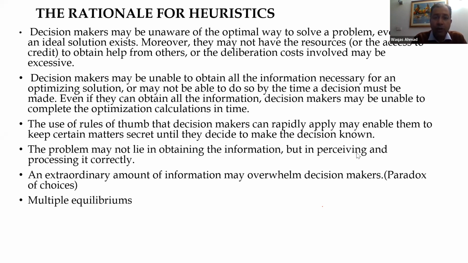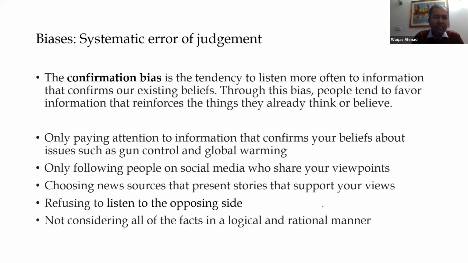Let's quickly look at some of the biases. So what is a bias? It is a systematic error of judgment. What do you mean by systematic? It is not just random error, okay, people make random errors. It is systematic. If you present the same problem to people, they are going to make the same mistake again and again because they are following system 1 where they should have followed system 2.